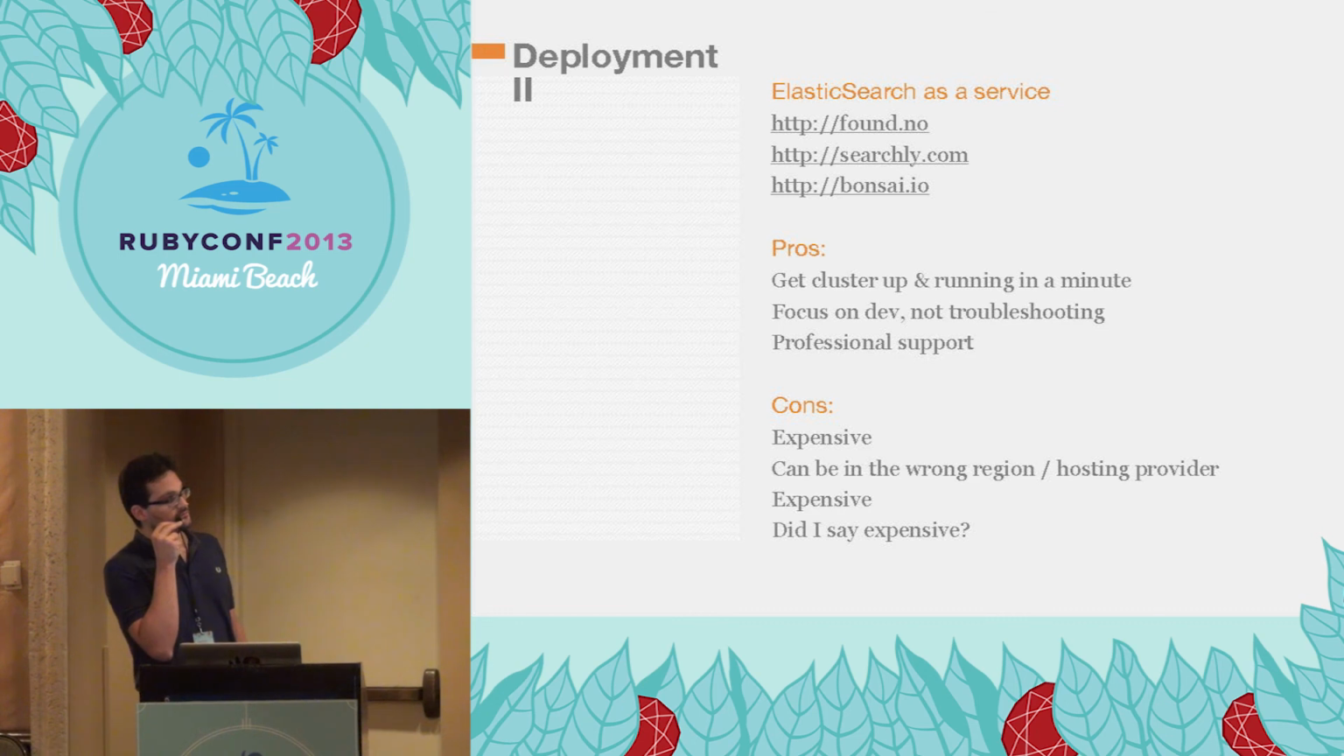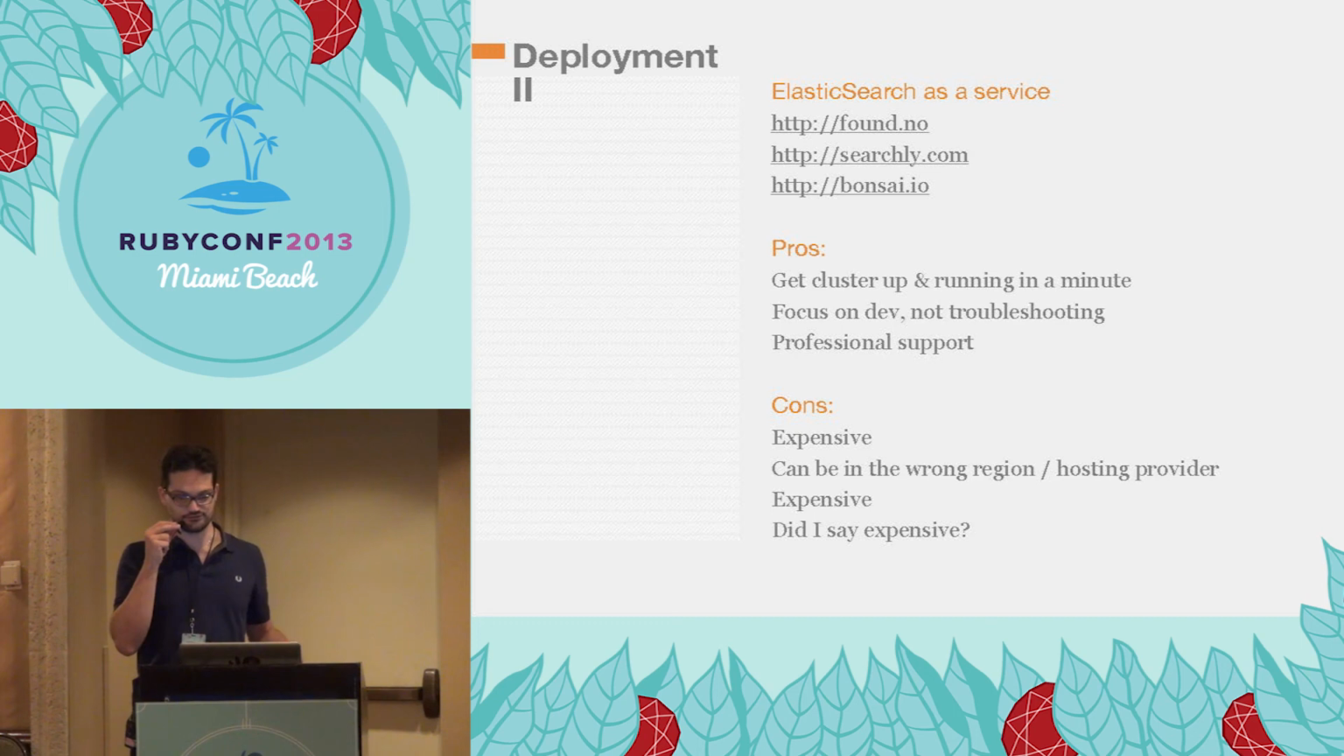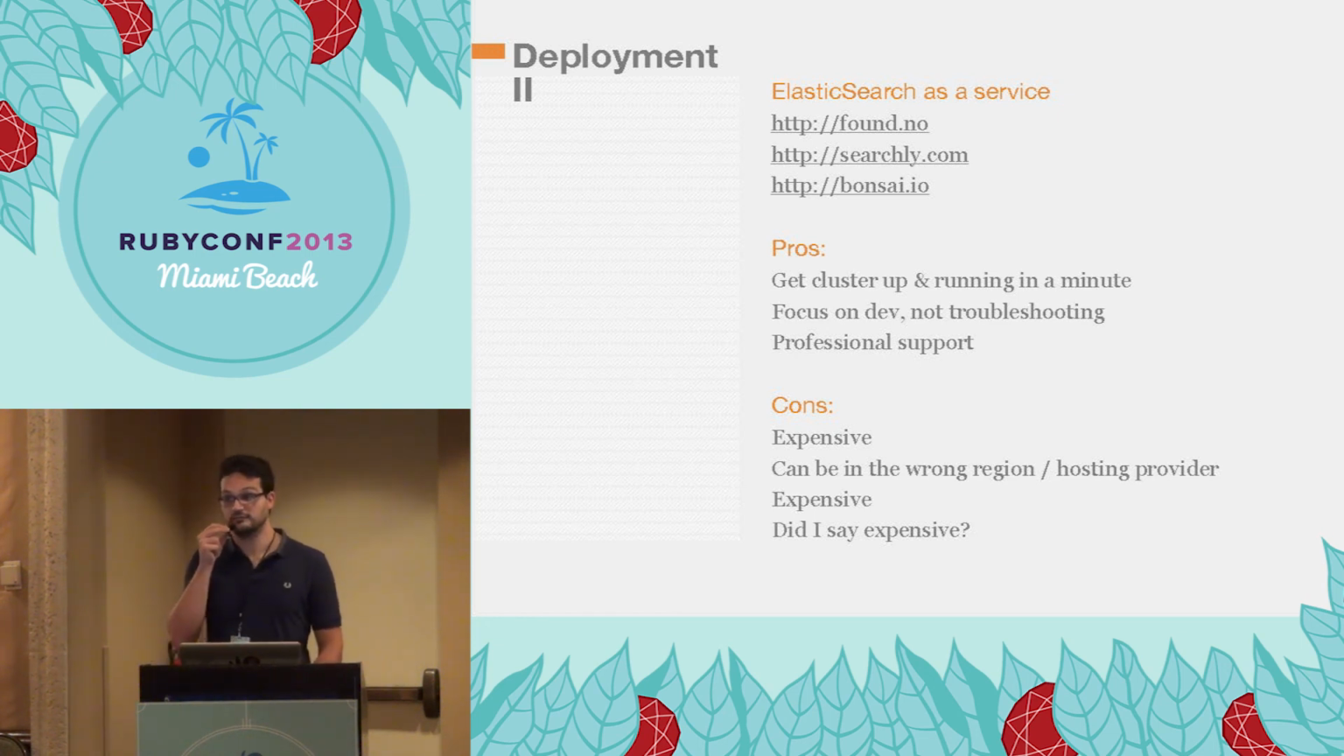The consequences: it's expensive. The second thing is that you could be in the wrong region. For example, in our case, we run in US West, but all these companies, and also others that you can find, are in US East. You can find something also for Rackspace, but that's also tricky. And the other consideration is that it's expensive, really expensive.